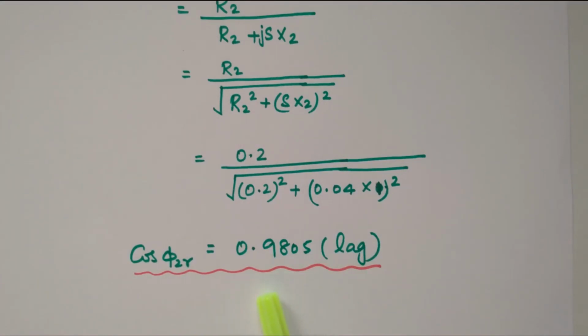So in this problem we calculated the rotor current under starting condition as well as running condition, then the corresponding power factor at starting condition and running condition.